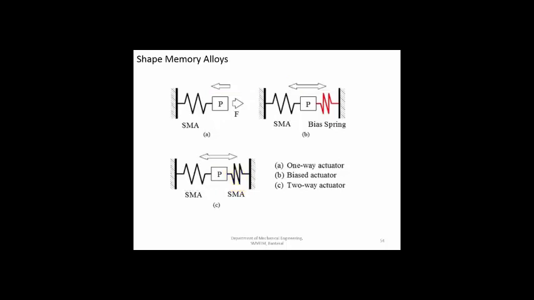So there are different configurations in which you can use a shape memory alloy. Usually it will have a spring to apply force in one direction, and when you apply the current, because of the heating, it will take up the original position. So between two positions, you can use a shape memory alloy. Very, very small miniaturized actuators are possible by using shape memory alloys.